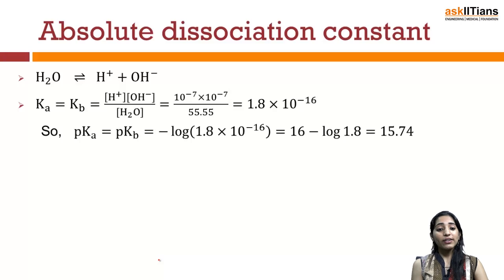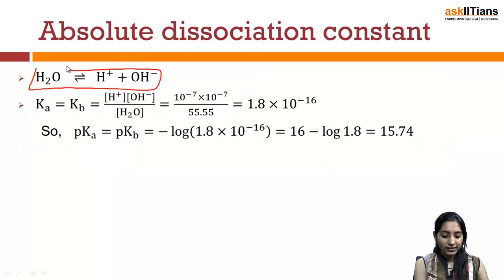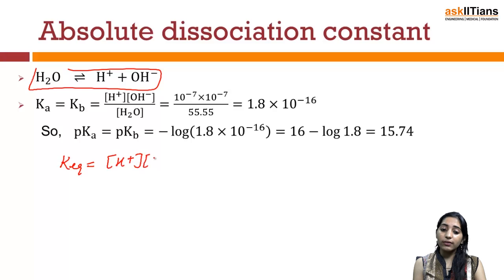This is something we have already discussed, and a new name is given to this topic, that is the absolute dissociation constant of water. What we have said is that if water is acting as an acid, I can write water forms H positive plus OH minus. Now I can write K equilibrium again as H positive into OH minus divided by water concentration.